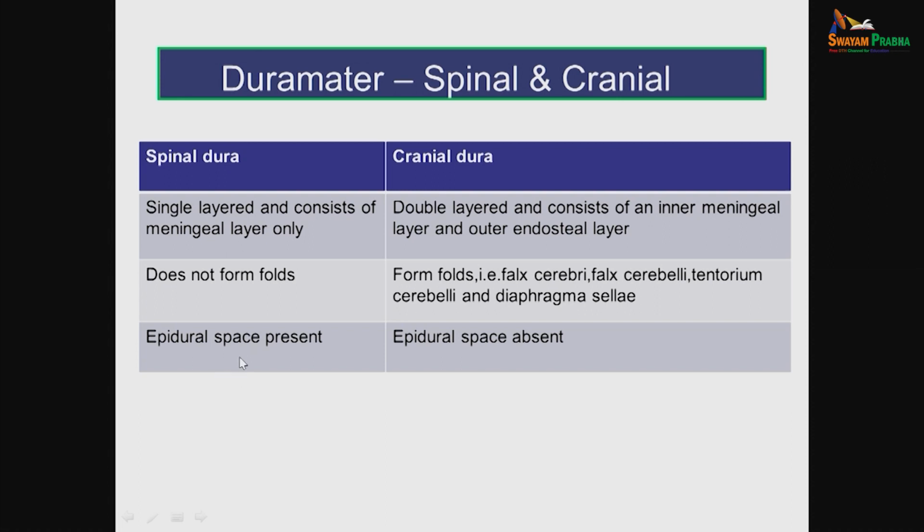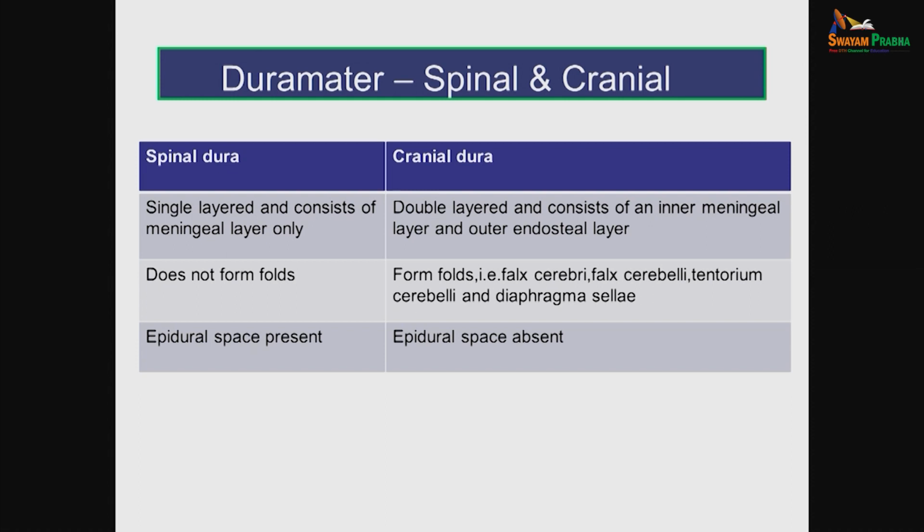As I have already mentioned, the space between the vertebral column and the dura mater is called the epidural space. This space is present between the spinal dura mater and the vertebral column. But in the case of cranial dura mater, there is no space between the bone and the dura mater. So, epidural space is absent. These are the 3 major differences between the spinal dura and the cranial dura.